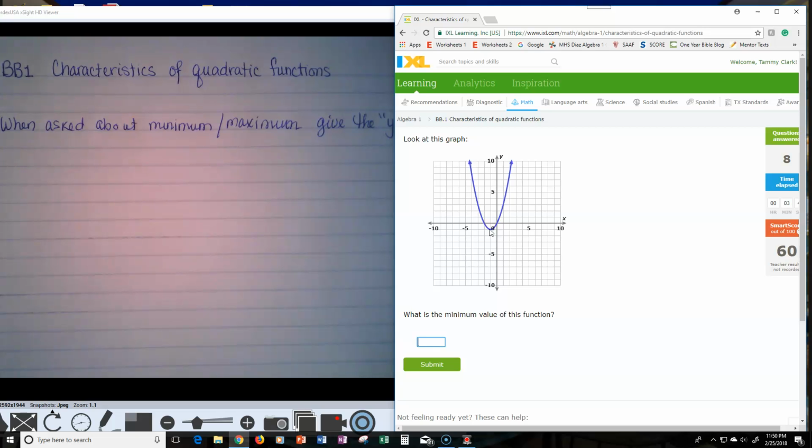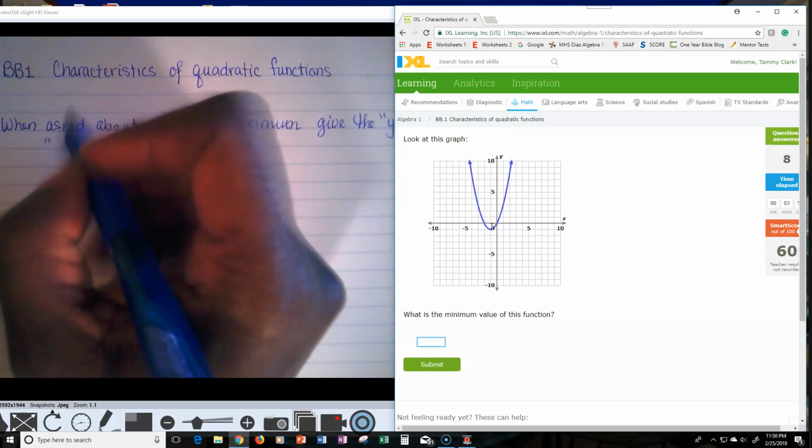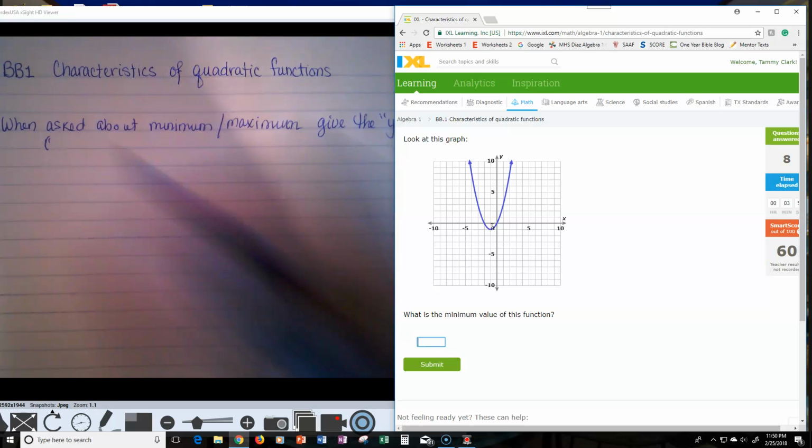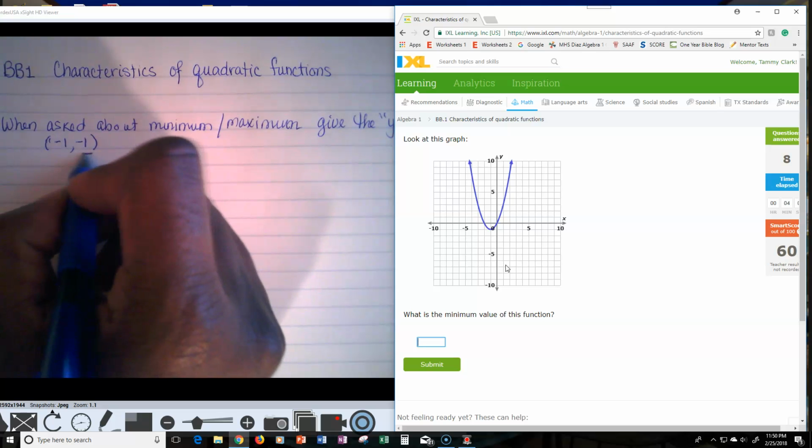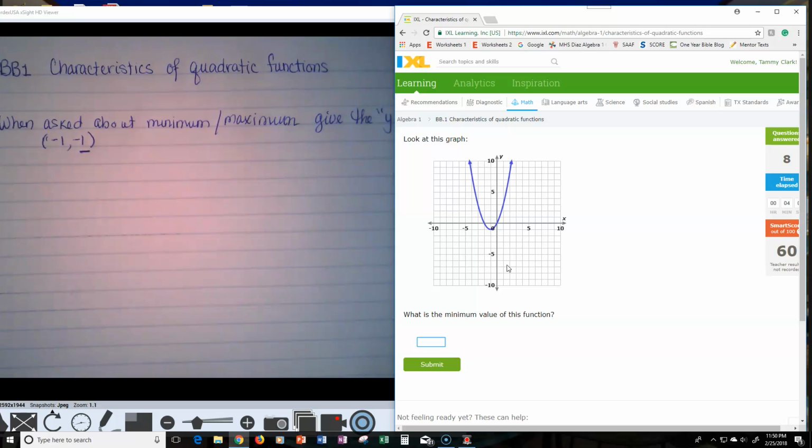So the minimum value here, if we look, we could see that the vertex on this is, let's see, -1, -1. So in IXL, or when asked this question, you're going to put in the y value. So we would put in -1, because notice it didn't ask for an equation. It just asked for a value. All right, what are the coordinates of the vertex? Well, the vertex is 0, -4. Ooh, almost got that wrong, didn't I?